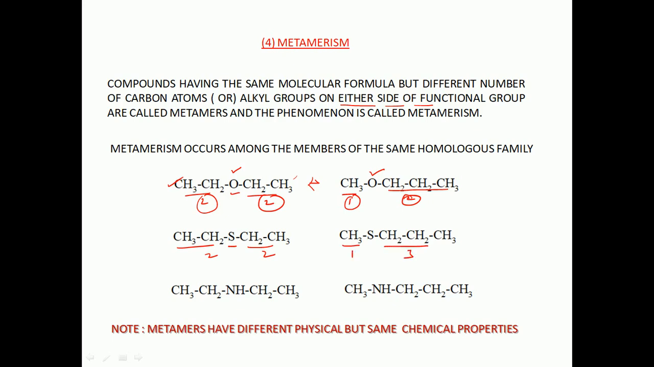The same we can see with the amines. Around the amine, here you have 2 and here 2, but here you have only 1 carbon and 3 carbons. So what are the metamers? Metamers have the same molecular formula, but they differ in the number of carbon atoms on either side of the functional group. Now metamers have different physical but the same chemical properties. Why do they have the same chemical properties? Because they have the same functional group.